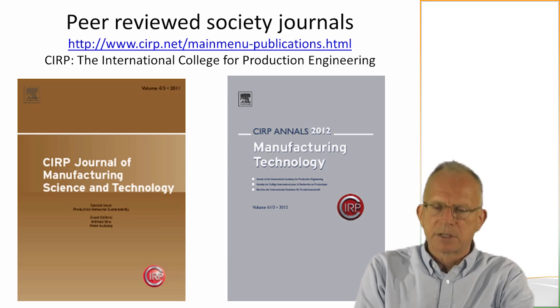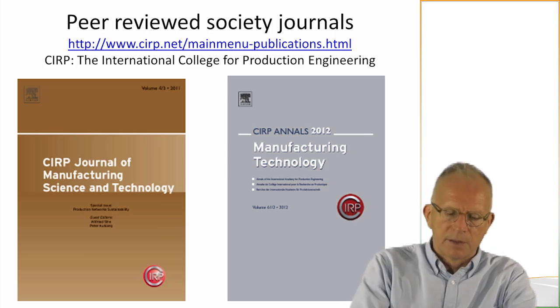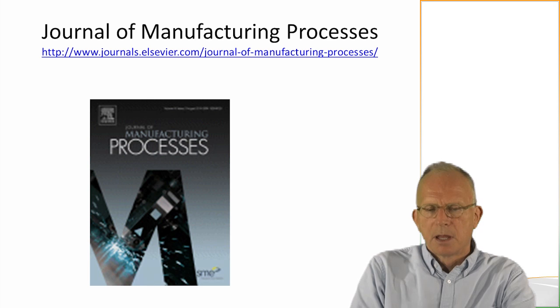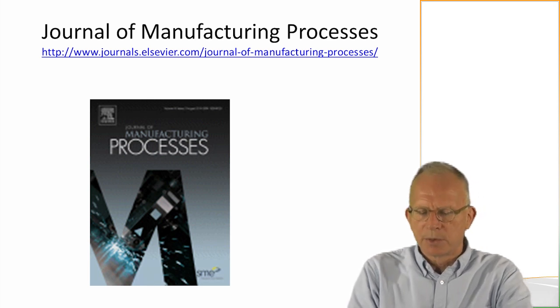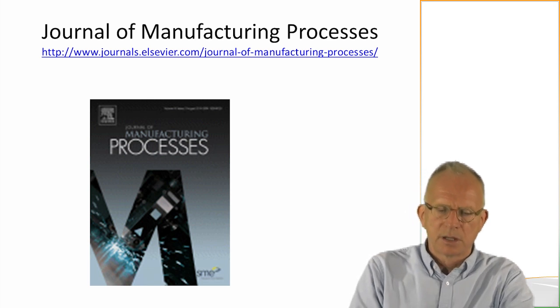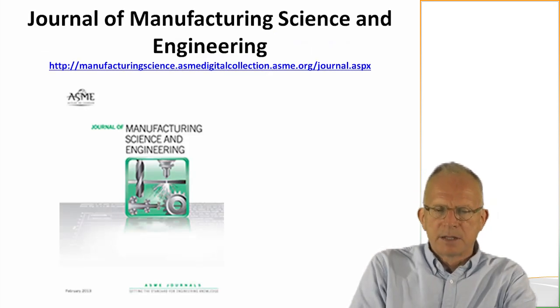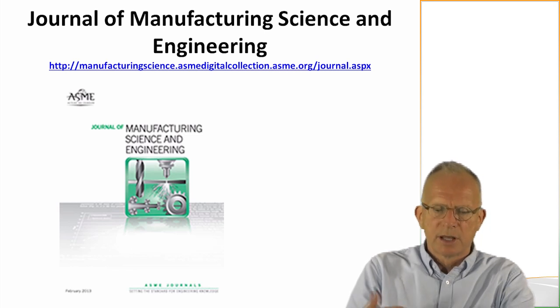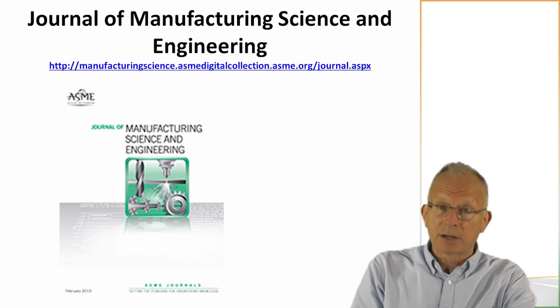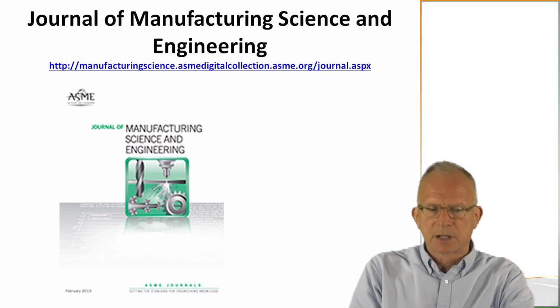So there's a lot of good stuff in the CIRP, and there's a connection to their website. The Journal of Manufacturing Processes is a research journal associated with the Society of Manufacturing Engineers. And the ASME, the American Society of Mechanical Engineers, also has a journal on manufacturing science and engineering, and here's a link to that. So there's some examples of archival journals that address manufacturing that will be useful in this class.